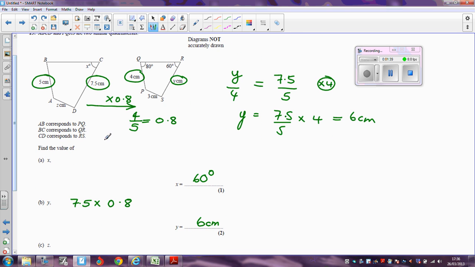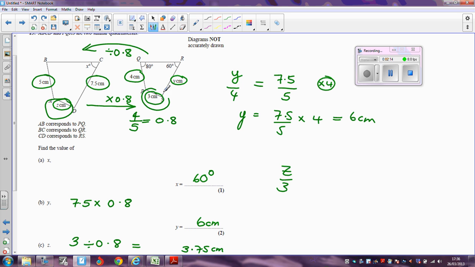Okay, we're now asked to find z, and we know that lengths are multiplied. If we're going from the big shape to the smaller, lengths are multiplied by 0.8. If we're going back this way, then the lengths are going to be divided by 0.8. So if we want to find z here, well, z corresponds to 3. So to find z, we're going to do 3 divided by 0.8, which comes out as 3.75 centimeters.